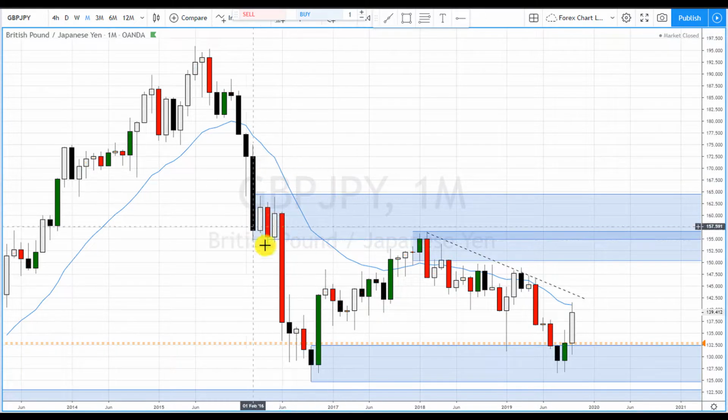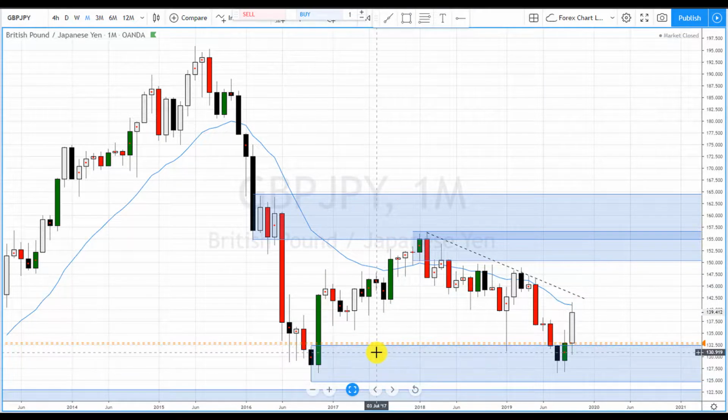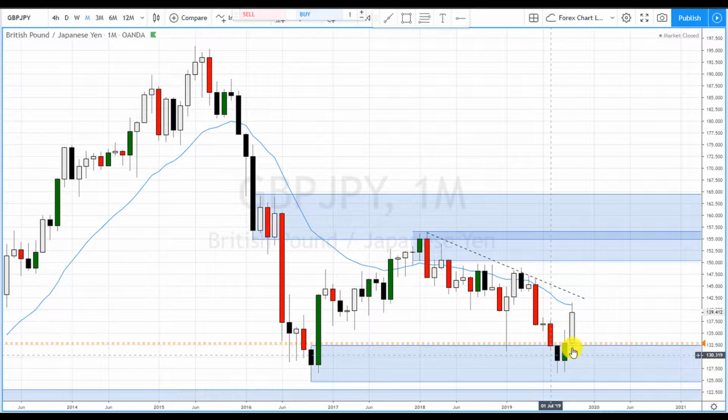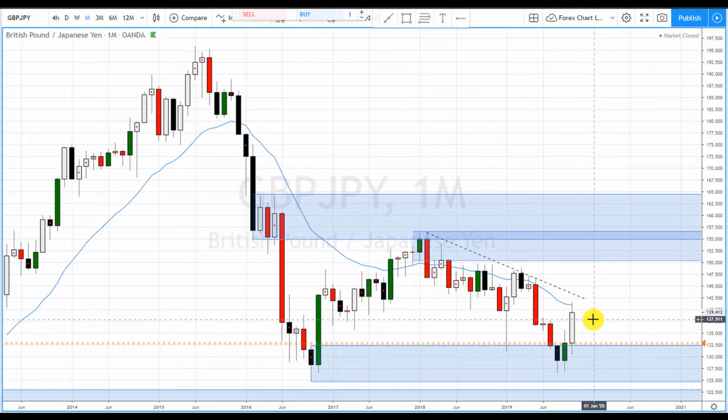Monthly created a supply zone up here and price is respecting it and making a downtrend, but now price has reached this monthly demand area and is forming a pause and then an engulfing candle, very strong. But it's got this blue EMA line as resistance currently, but looking to go up higher into this area of supply.